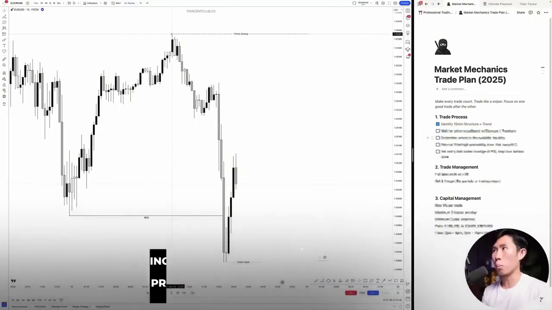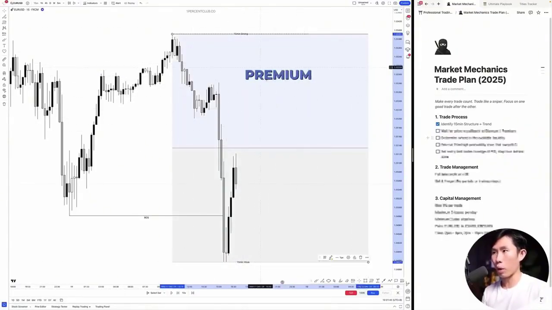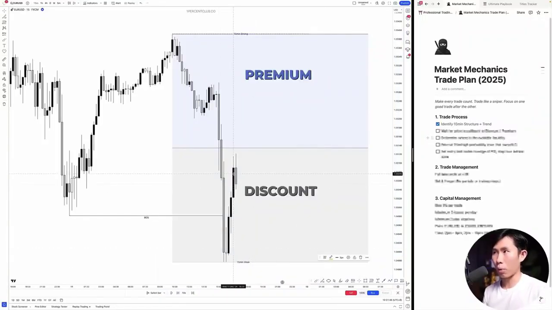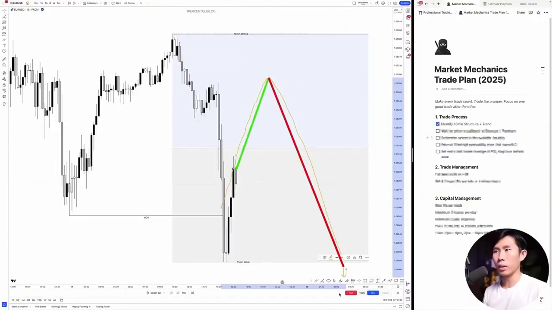So now let me just draw the premium and discount from the swing high to the swing low, just like this. And you can see right here, this is the premium pricing and this is the discount pricing. So as usual, we are expecting price to pull back into this premium pricing since price is in the downtrend. And then this is where more sellers will step into the market and cause price to go down even further.